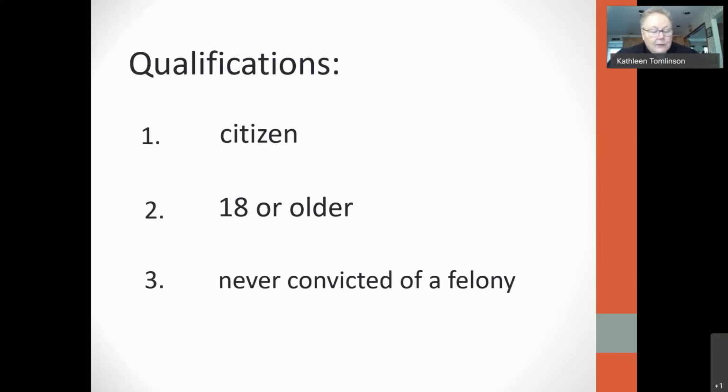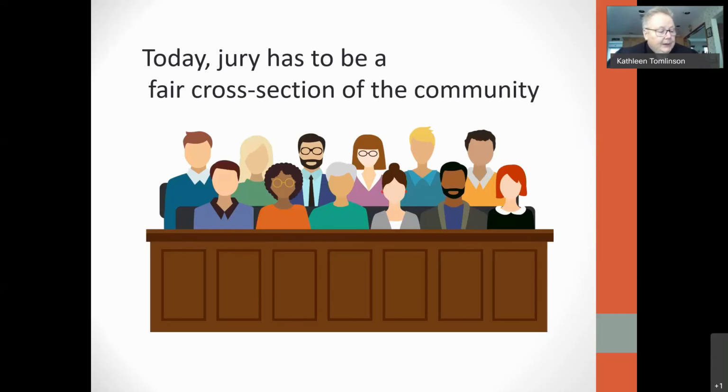Today, juries have to represent a fair cross-section of the community. People from the neighborhoods and communities where the trial is taking place, who come from all walks of life in America. That's what we call a jury of your peers.